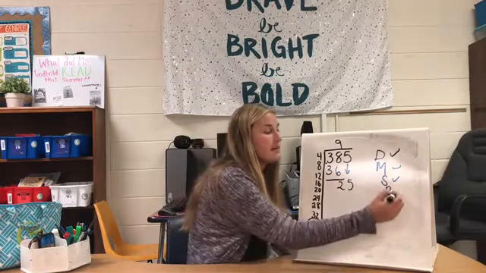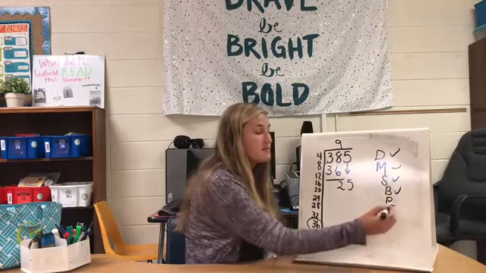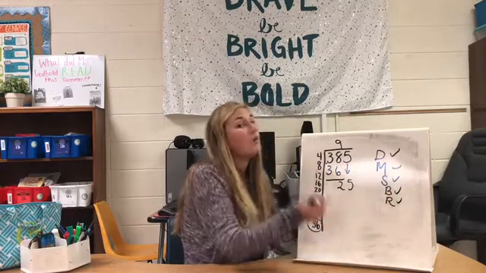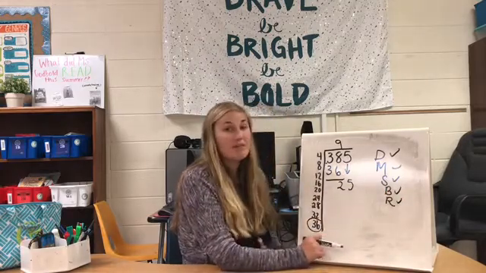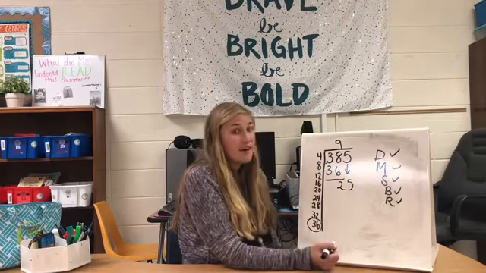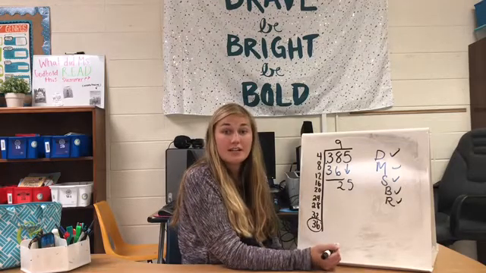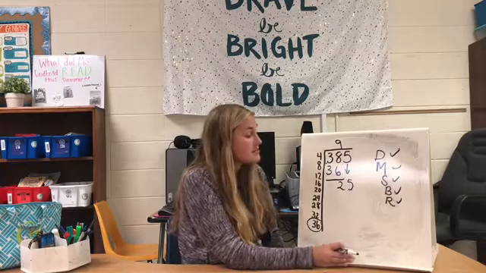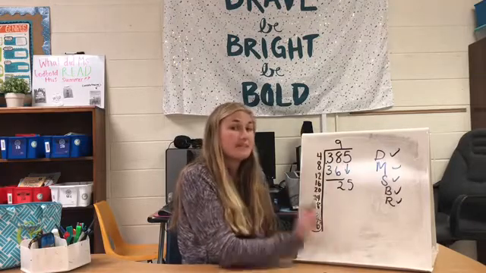So now that I've brought down a number, I must repeat my steps. Whenever I bring down a number, I always repeat. 25 cannot be my remainder because 25 is much larger than the divisor and your remainder can never be bigger than the divisor. So I'm ready to repeat my steps again.